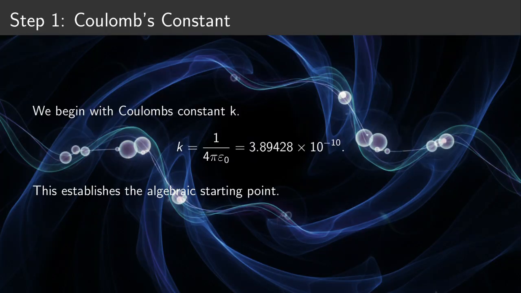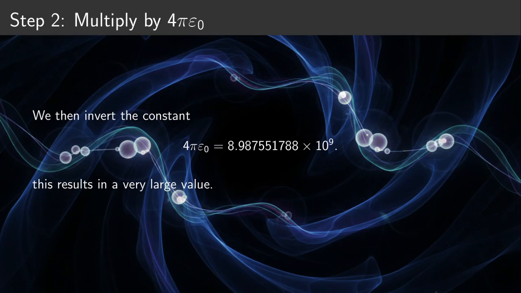Step 1. Coulomb's constant. We begin with Coulomb's constant K, defined as 1 over 4 pi epsilon naught. This value serves as the algebraic starting point for the construction. Step 2. Multiply by 4 pi epsilon naught. Next, we invert the constant 4 pi epsilon naught.